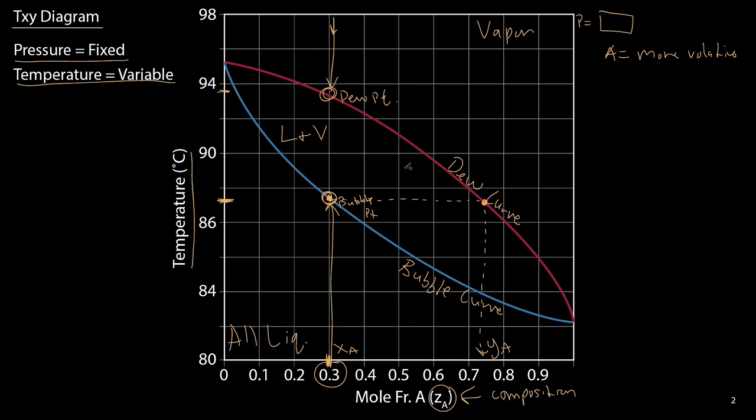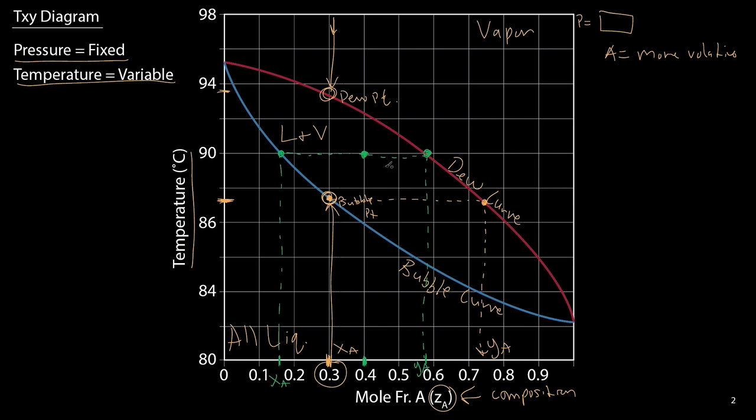If we were to choose a different point, let's say a 40% total composition, and actually let's change the color to make that a little more clear. If we had a 40% total composition at a temperature of 90 degrees, that would mean we would exist in the two-phase region. So at the intersection of these two lines, we could trace over and intersect the dew curve and the bubble curve. This would give us XA, the liquid composition, and this down here would give us YA, the vapor composition.